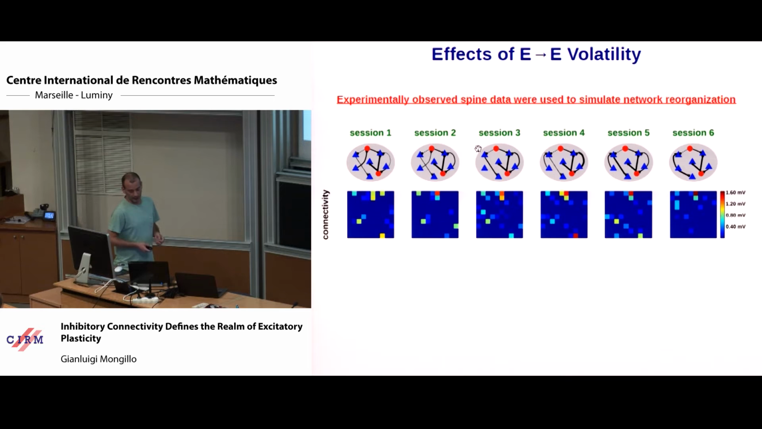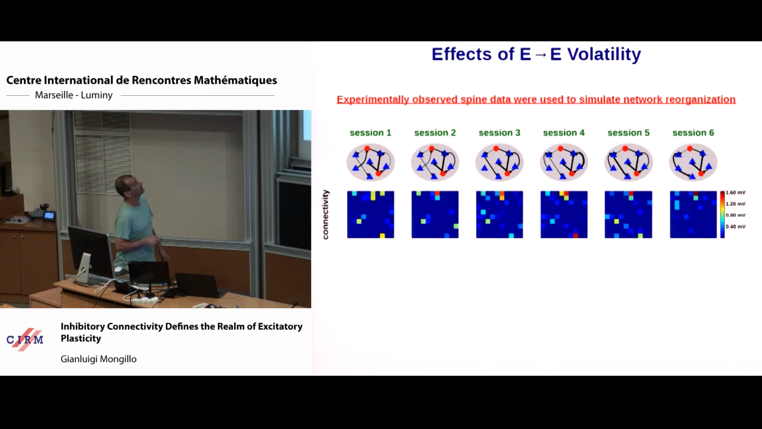Okay, so now, how did we use the spines to simulate the reorganization of the network? Well, we did something quite simple. Essentially, to each synapse in the network, we attached a spine from the experiment, okay? And this long succession. So if the spine in the experiment disappeared, we removed the synapse from the network. If the spine doubled in volume, we doubled the synaptic efficacy, and so on and so forth, okay?